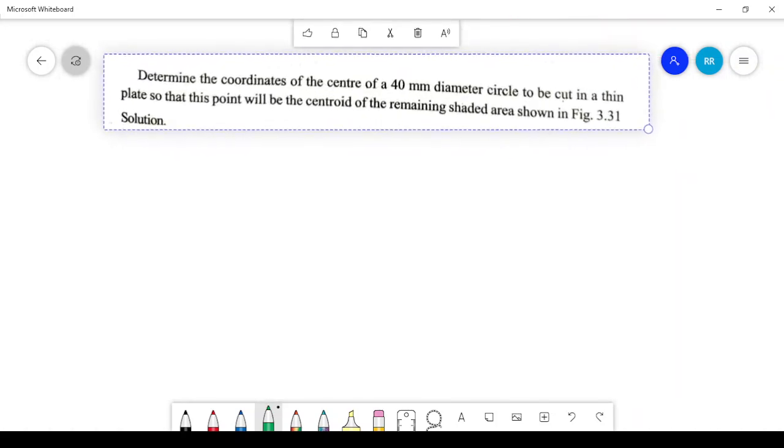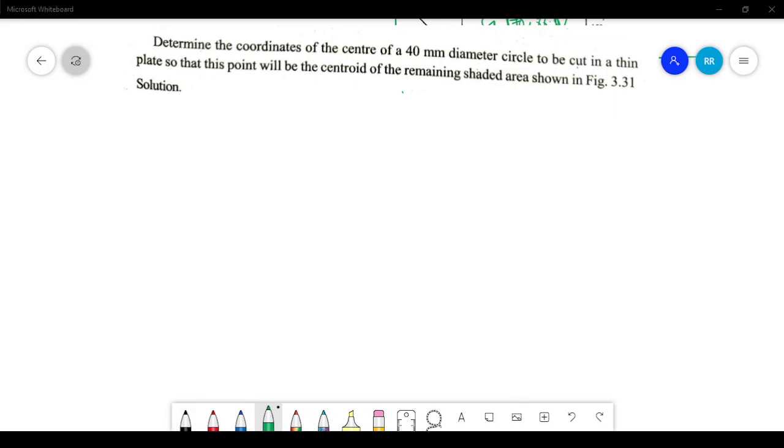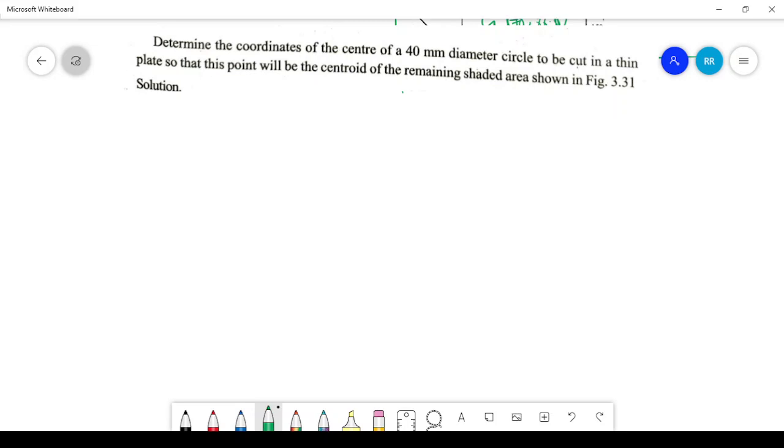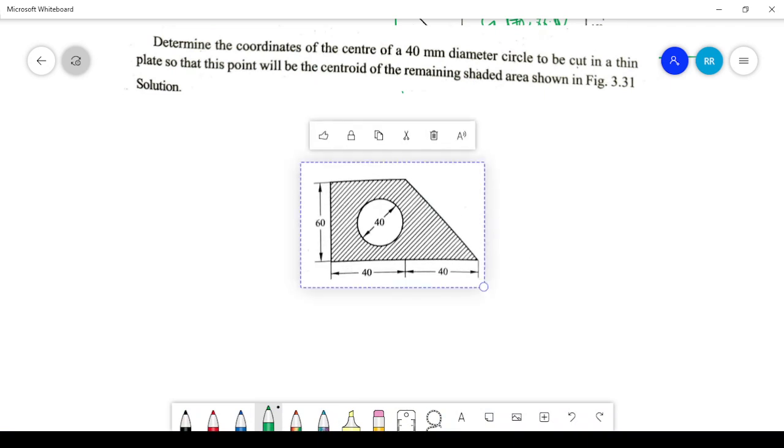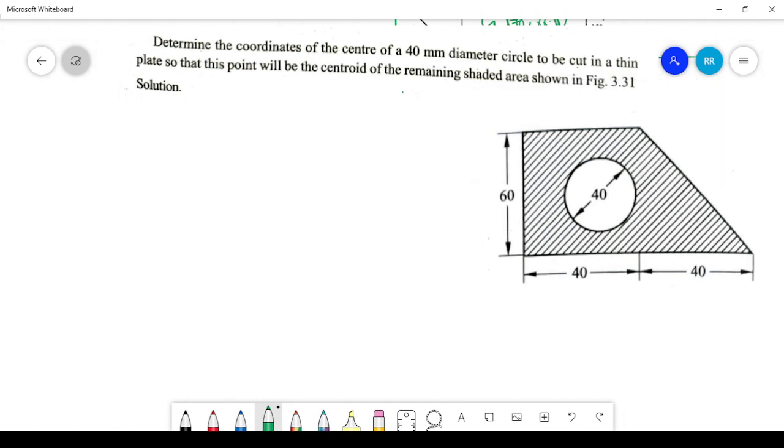Okay, this is the question. Determine the coordinates of the center of a 40 mm diameter circle to be cut in a thin plate shown in the figure. So the figure is given. Let me copy the figure. Okay, this is the given figure. I need to find the coordinates of the center of the given circle, this one.